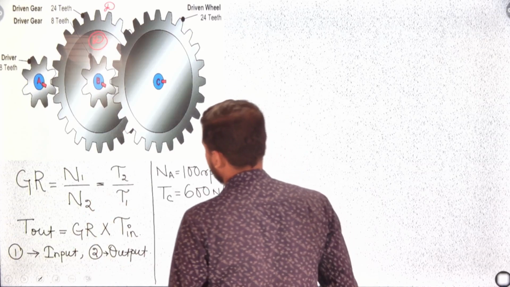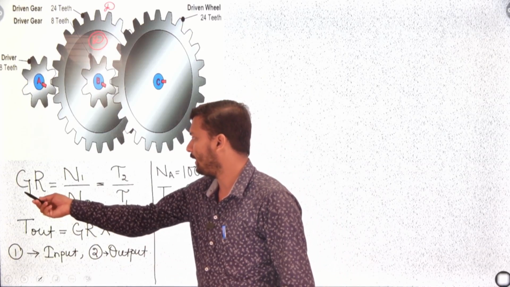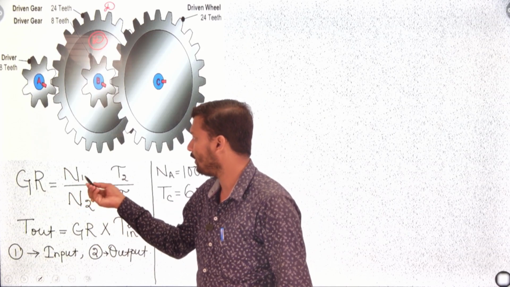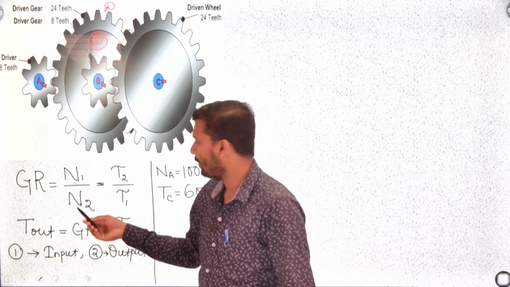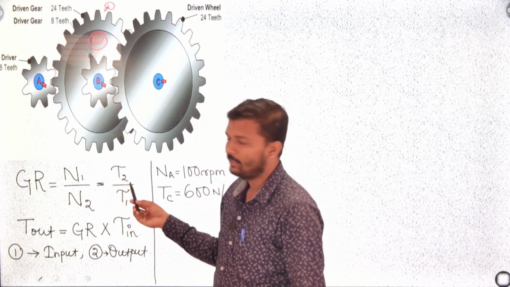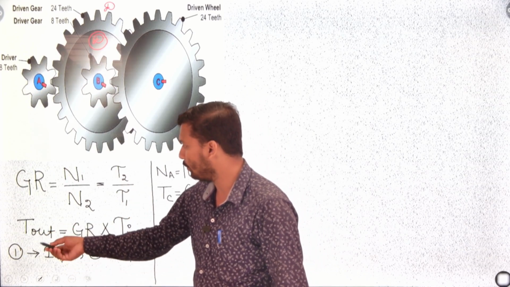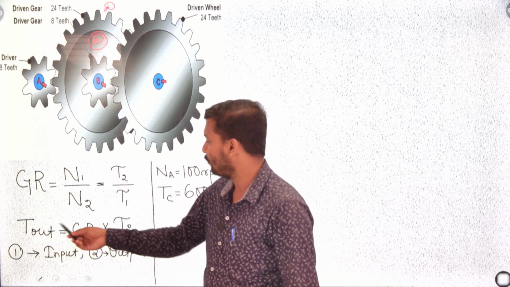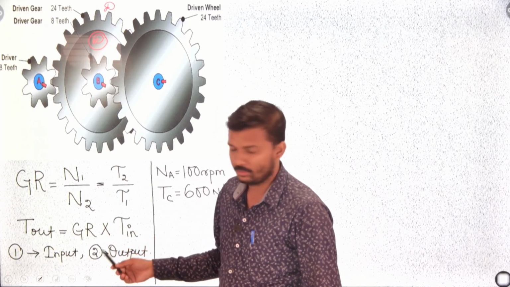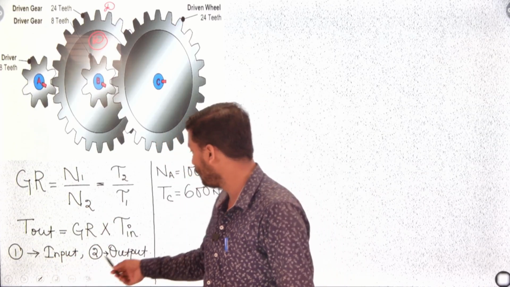Now let's go for the problem and see how we can do it. We already know that gear ratio is equal to N1, the input or driver gear speed, by N2, the driven gear speed, which equals the driven gear number of teeth to the driver gear number of teeth. Similarly, the output torque T2 is equal to the gear ratio times the input torque T1, where 1 is input and 2 is output.